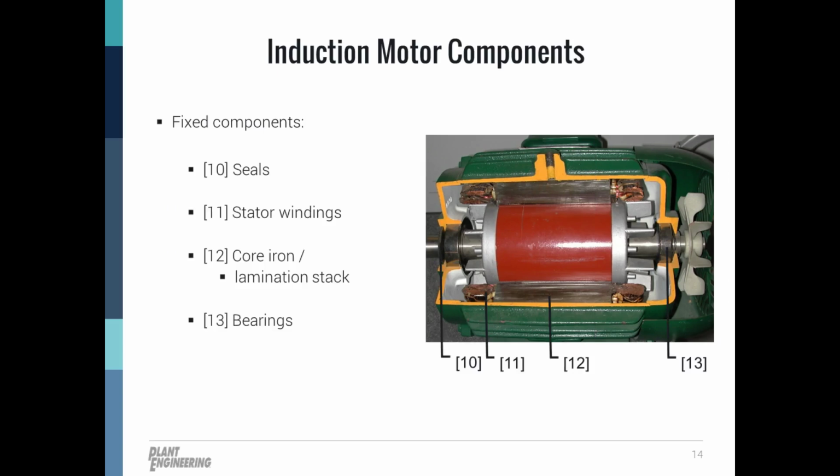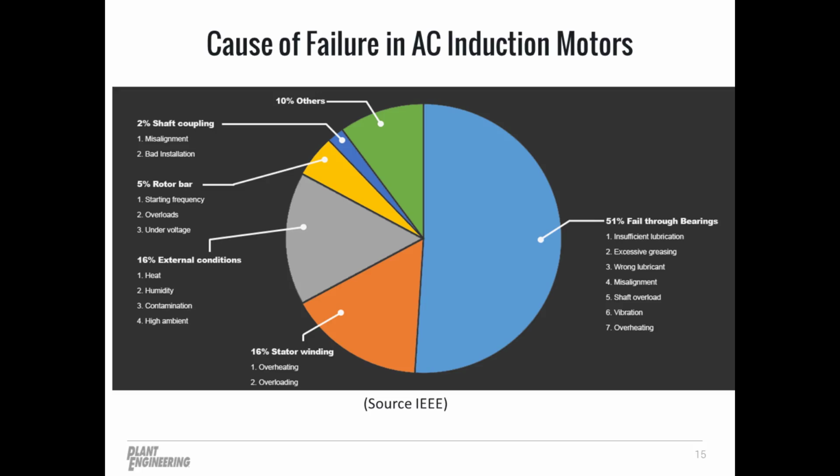So we have the fixed components on this third slide. It's going to be shaft seals, stator windings, and stator laminations, which is number 12, though I'm not sure how big it is on the screen. And then bearings. You have bearings on both the drive end and non-drive end, one bearing on each side in most cases. The bearings, of course, will be the most influential component on motor life, and we'll talk about that in the next slide.